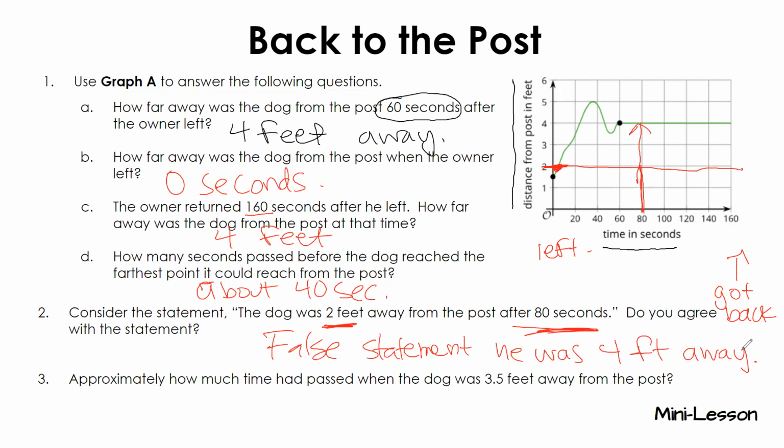So on number 3, it says approximately how much time had passed when the dog was 3.5 feet away from the post. 3.5 feet away. So looking at our distance, was it 35? Let's look. At 3.5, how much time has passed? 20. You could have also said probably like 50. That would have been okay too. Okay.